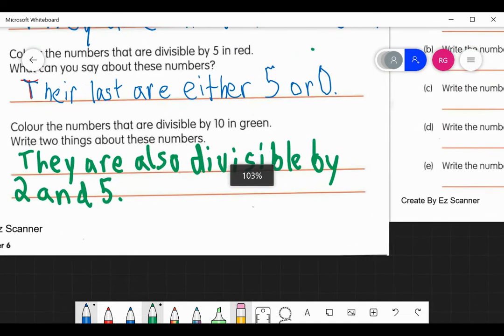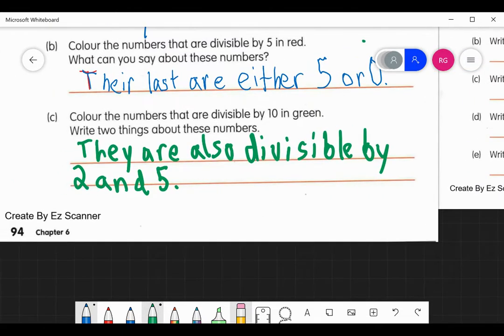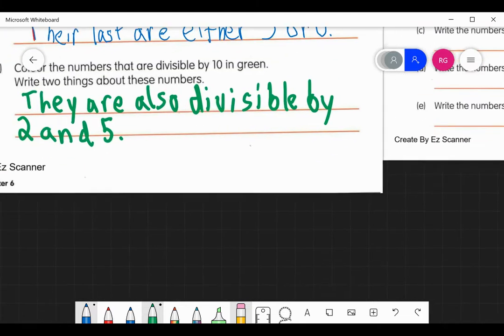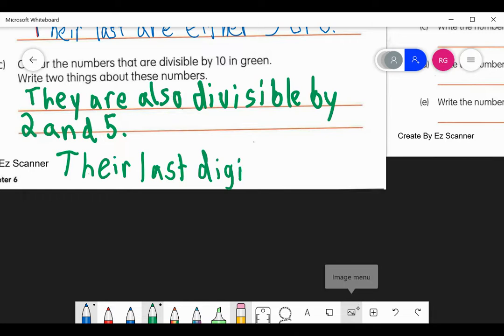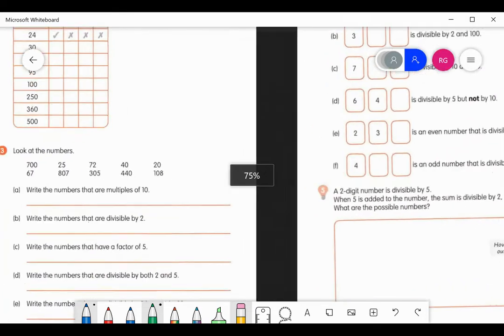Okay, it says to write two things about these numbers. So we said they are also divisible by 2 and 5, and we're on page 94 here at the bottom. And we can also say their last digits are 0. Okay? All right, so that's what we should say there on the bottom of page 94.